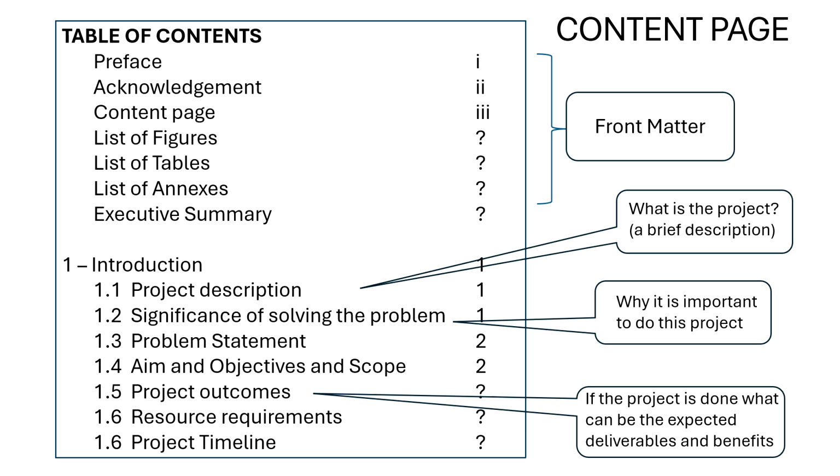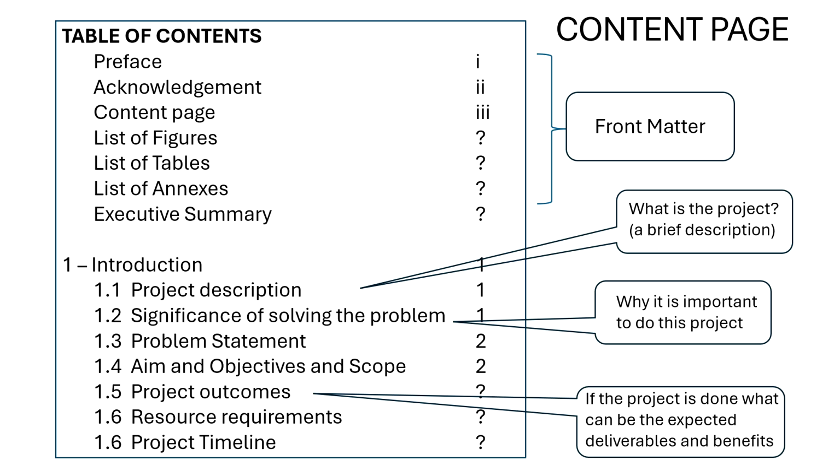Project outcomes means if the project is done, what can be the expected deliverables and benefits? What benefits will be there once you do the project, or what are the things you can deliver after doing the project? For example, this report that you are preparing, it's a deliverable at the end of the project, right? And then resource requirements and project timeline. So these compose the first chapter, introduction. I will be coming back to some of them.